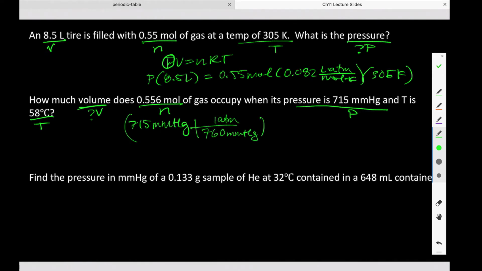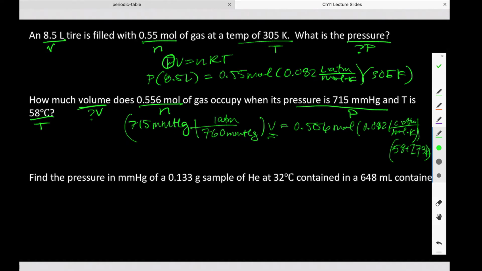So P times V is equal to n times R times T, which is 58 plus 273, right, Kelvin, and then we would solve for our V, yes?